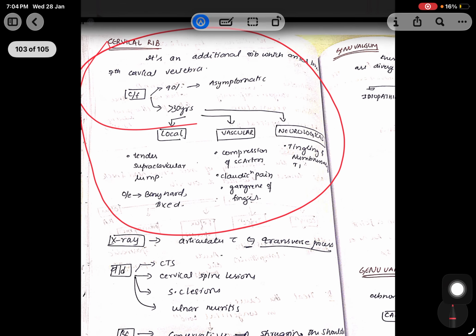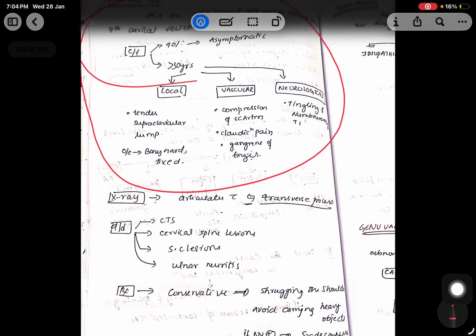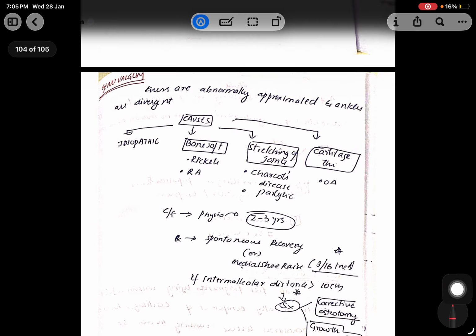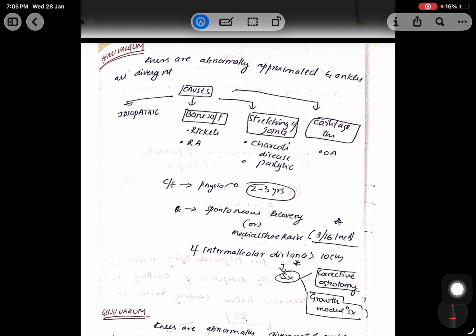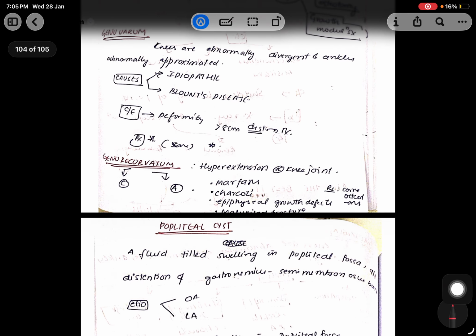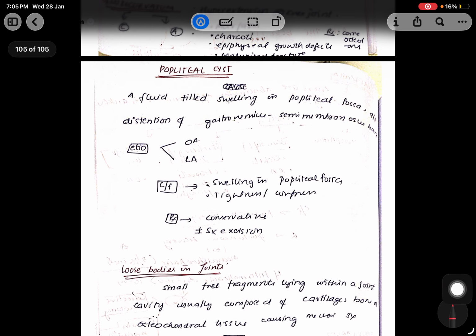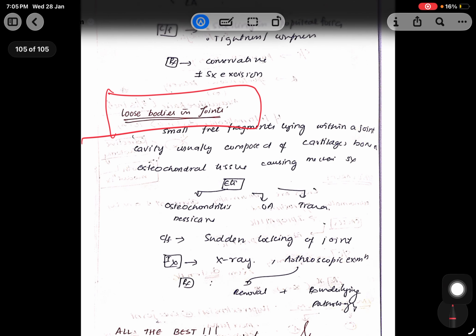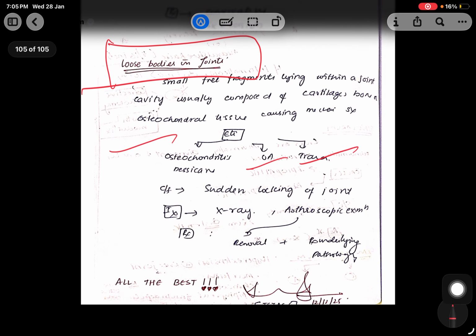So cervical rib is also important. Only if there is a vascular or neurological complication, you go and operate. Otherwise, you don't touch that. Okay. Then genu valgus, in and out. I think you know. There's nothing more I have to say on that. And even the popliteal cyst and loose bodies in joints, I have to just refer and go.